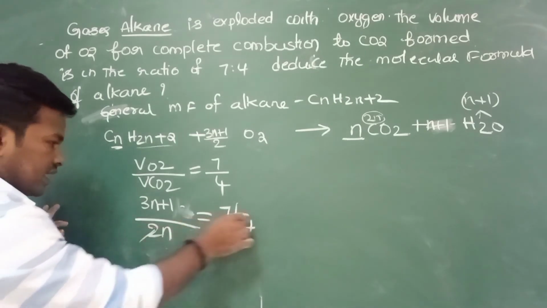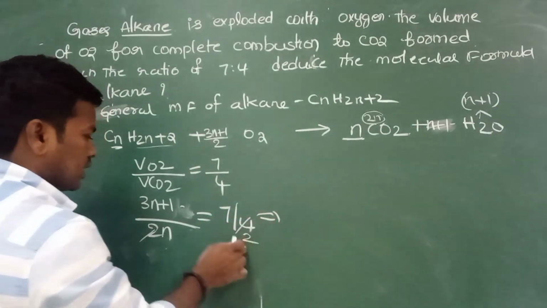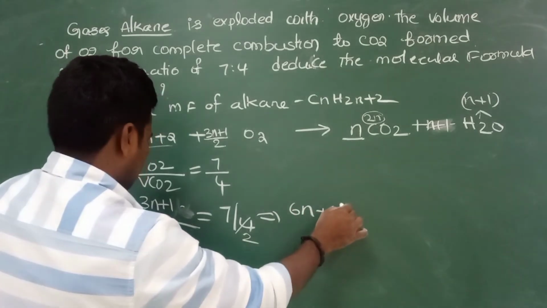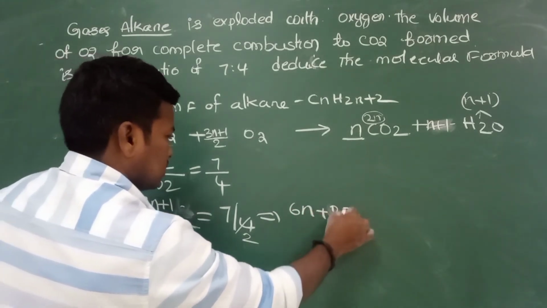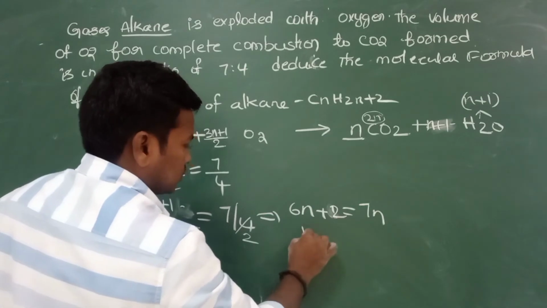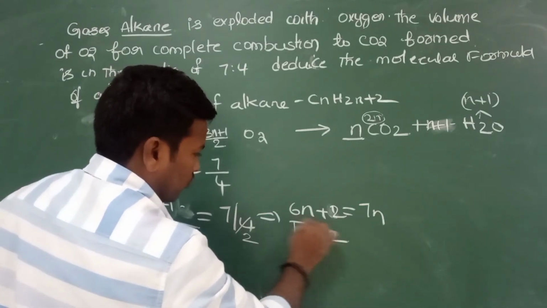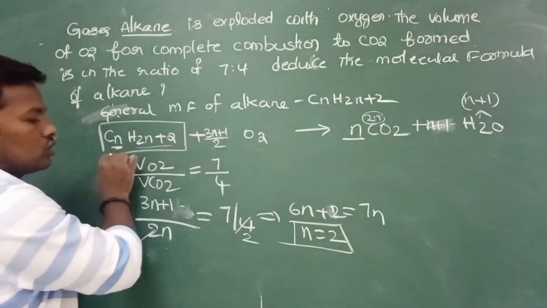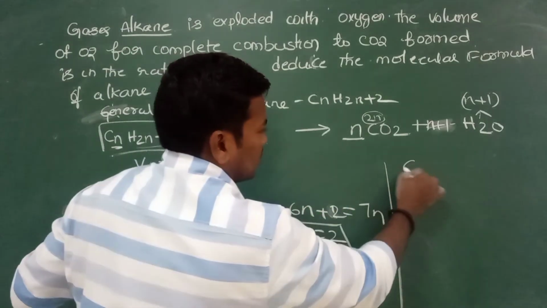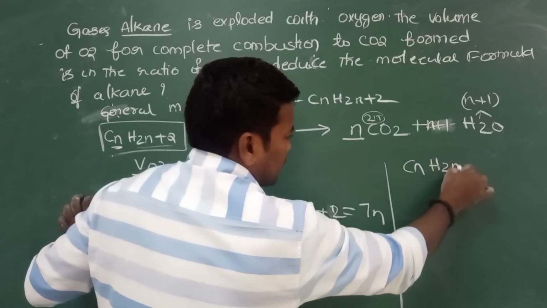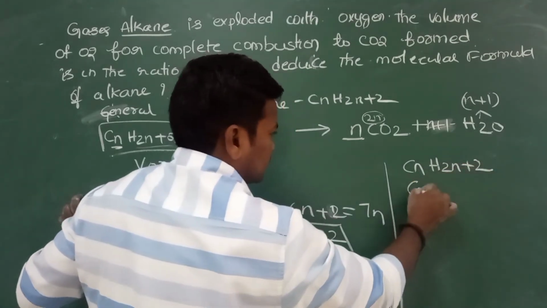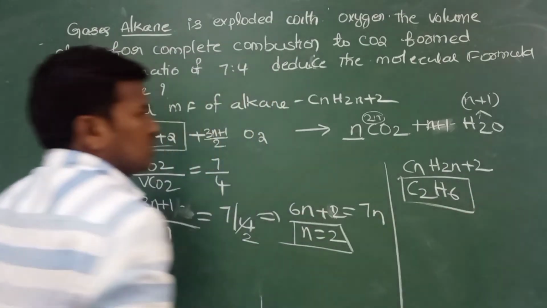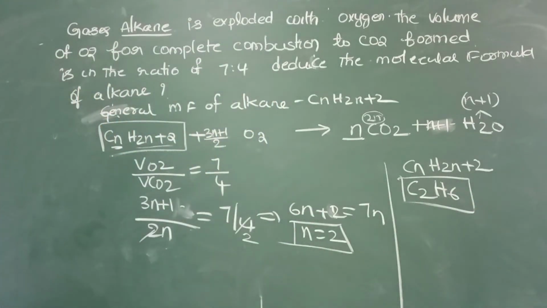The 2 gets cancelled. If you do cross multiplication, 6n+2 is equal to 7n, so n is equal to 2. Just substitute n=2 in CnH2n+2, and you get C2H6. So the alkane formula is C2H6.